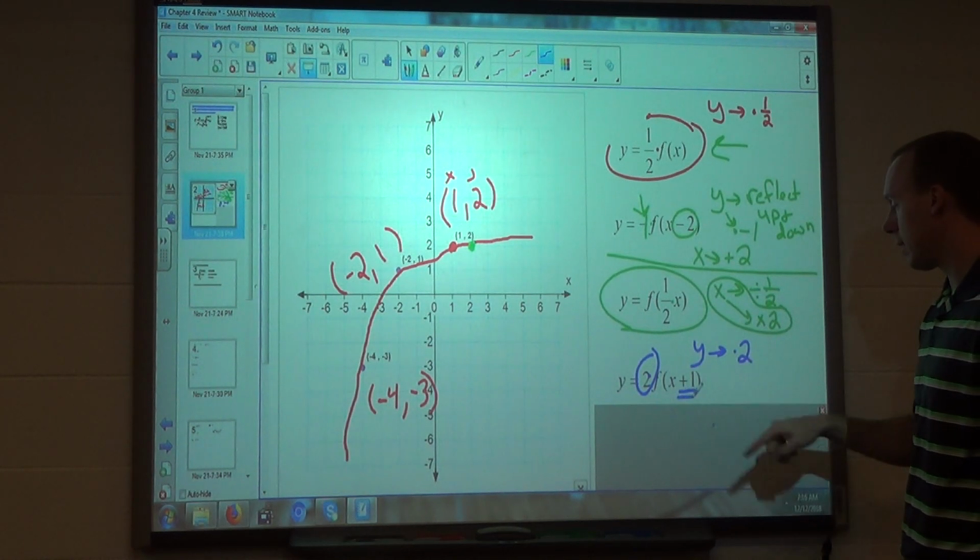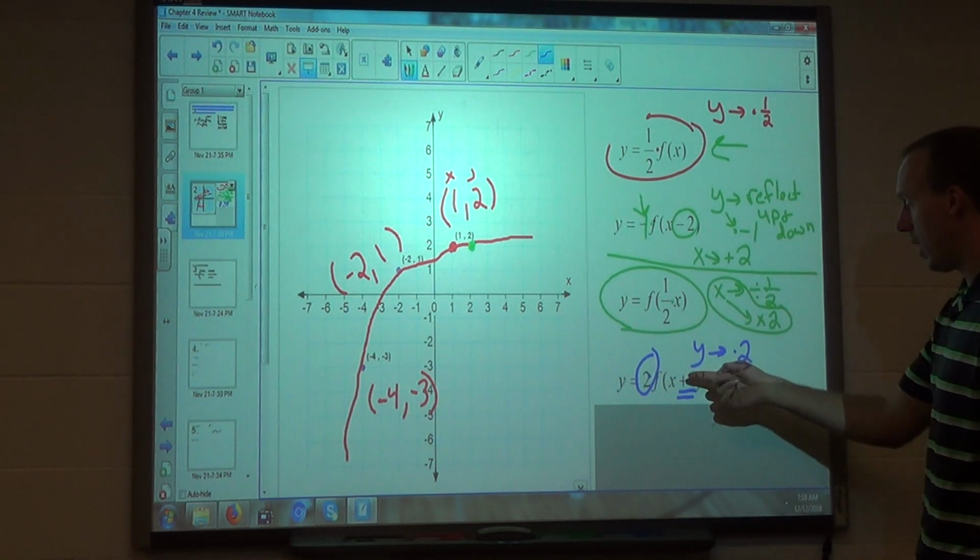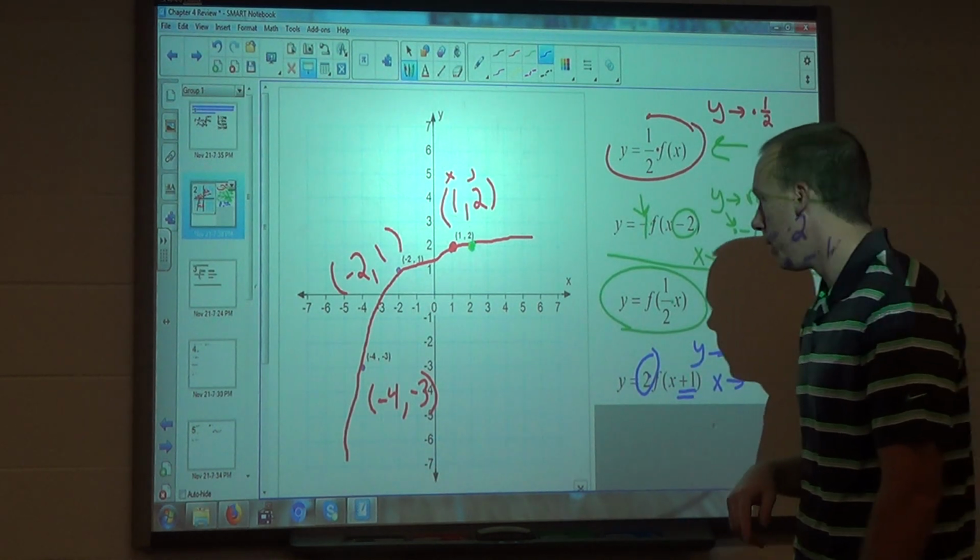And then for the x's, it's on the inside. So what is going to happen to all my x's? I'm going to do the opposite of that, which will be a minus 1.